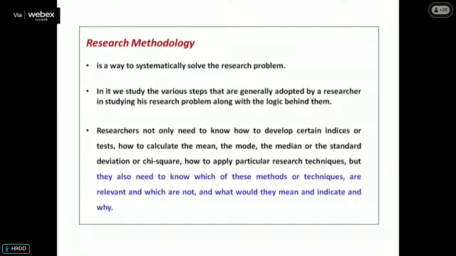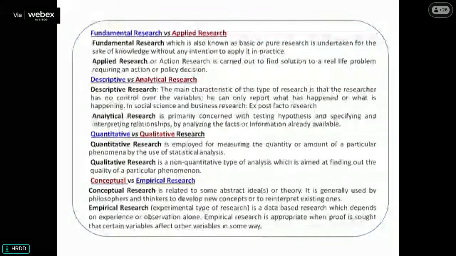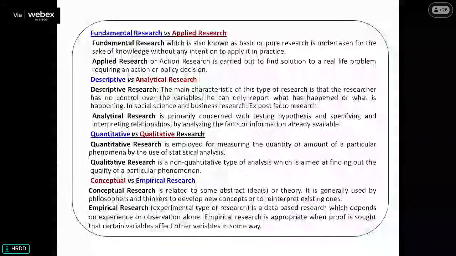In the second class we understood fundamental versus applied research, descriptive versus analytical, quantitative versus qualitative, and conceptual versus empirical. So this is what we did yesterday. In short, I am giving this so that you can recap before your exam.